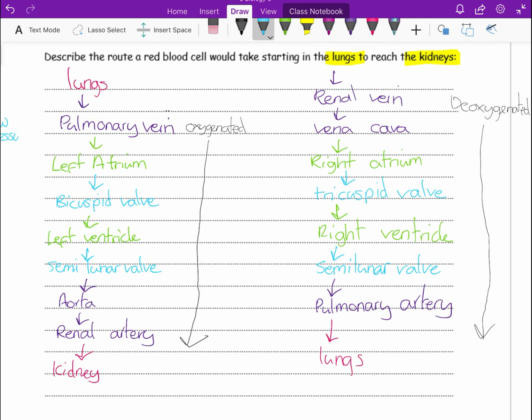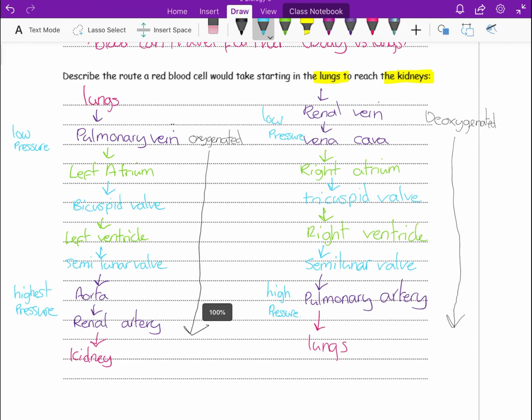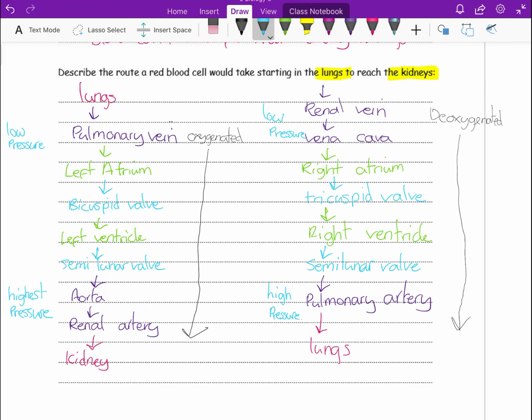We can think as well about the pressure. Now it cuts off slightly on the side of the video here, but the pulmonary vein is going to be at very low pressure. So when leaving the lungs, the blood will be at very low pressure, and then when leaving the heart into the aorta is the absolute highest pressure that we would see. And then leaving the kidney again, coming from the organ, the pressure would be very low. You notice there that it's the veins where the pressure is at the lowest, and then we've got high pressure leaving the heart into the pulmonary artery. So we've got high pressure in the arteries and lower pressure in the veins.